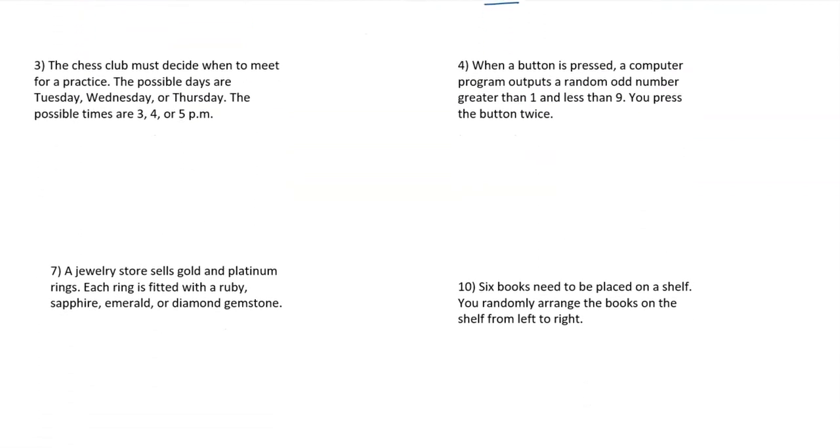So here, the chess club is going to decide when to meet for practice. So now we have days and we have times. So they're going to have to make 2 different decisions. The first thing they're going to have to choose is a day, and the second thing they're going to have to choose is a time. Well, there are 3 possible days to choose from, so we're going to put a 3 in the days blank. And then there are also 3 possible times to choose from, so we're going to put a 3 in the time blank. And then if we multiply those 3's, we find that there are 9 possible outcomes.